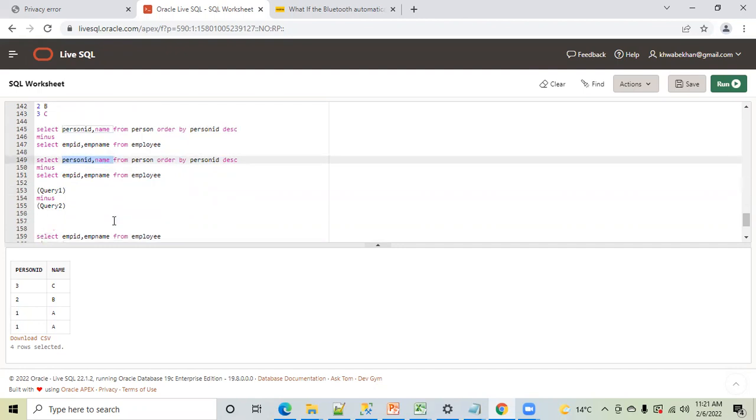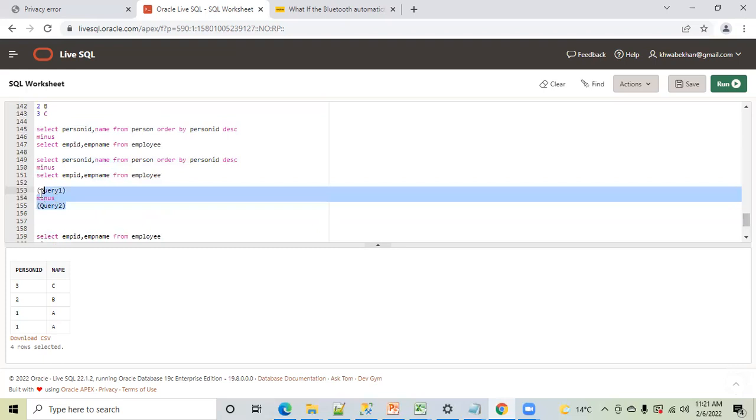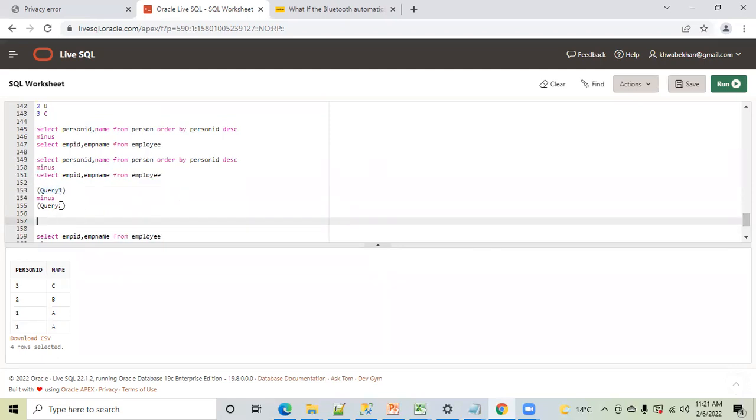Can we also use group by with minus or not? You can use it, not an issue. That is the main syntax of minus. In query one, whatever you want to do, you use left join, right join, cross join, aggregate function, group by, or whatever you want. Similarly, in the second query, whatever you want, you use. Finally, it will do a minus.